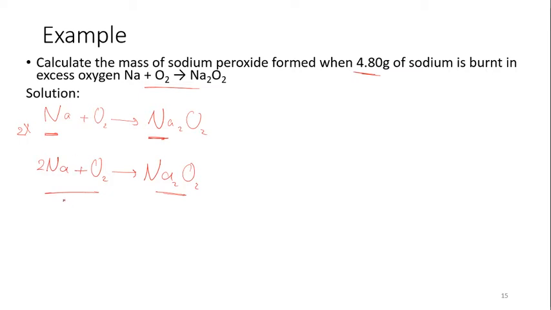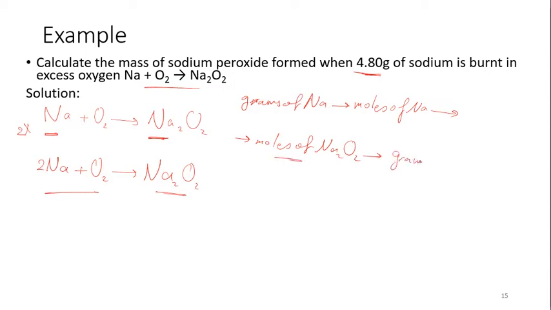My next step is converting my grams of sodium into moles of sodium. And from moles of sodium, I will use a conversion factor between the moles of sodium and the moles of sodium peroxide. I will know the moles of sodium peroxide, and from moles of sodium peroxide, I will calculate the grams of sodium peroxide. Let's do this one in just one single step. So I will use my given unit to obtain my desired unit.